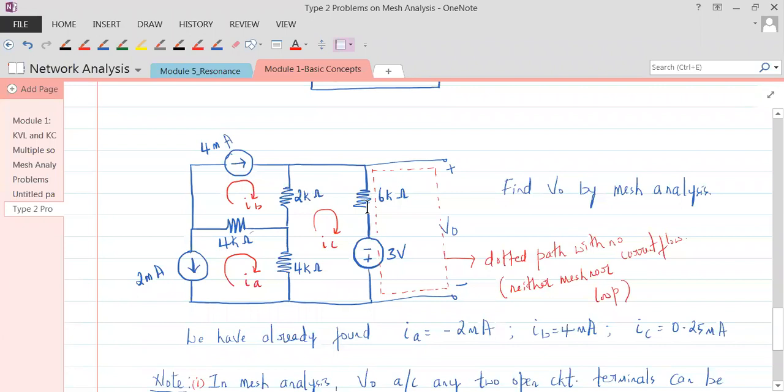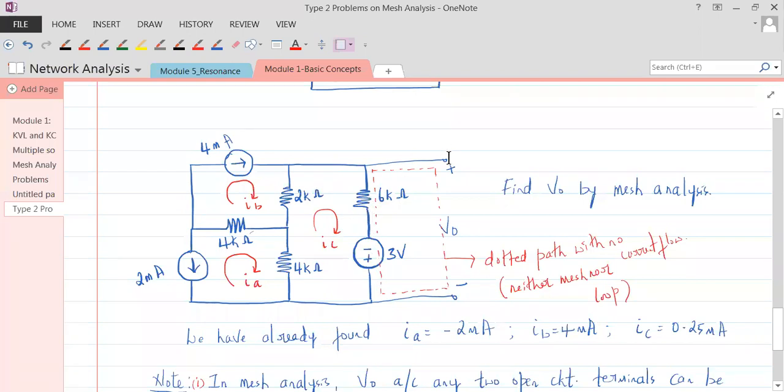See, I'm approaching the 6 ohms. I'm moving upwards, but the current is moving downwards. Which current? IC is moving downwards. So how would you write the voltage here? It's plus 3 minus 6K into IC. Is it okay with you, everybody? It's plus 3 minus 6K into IC.